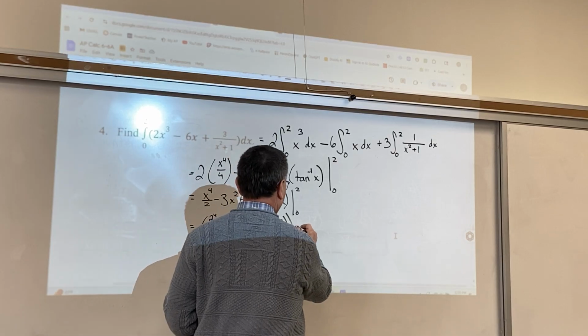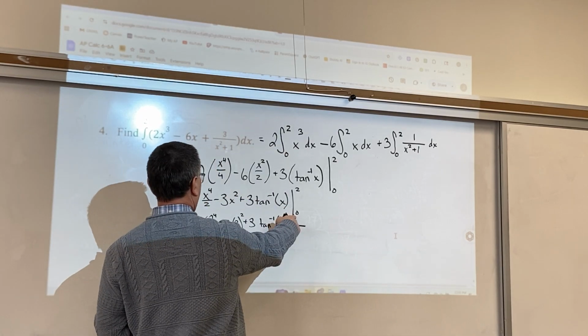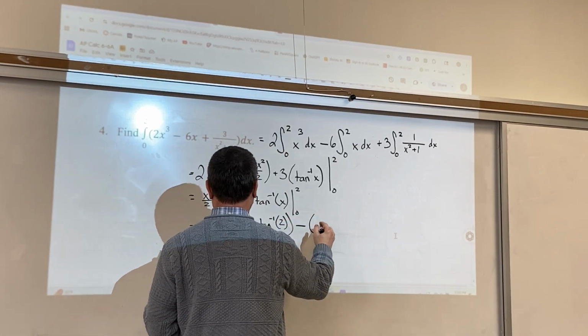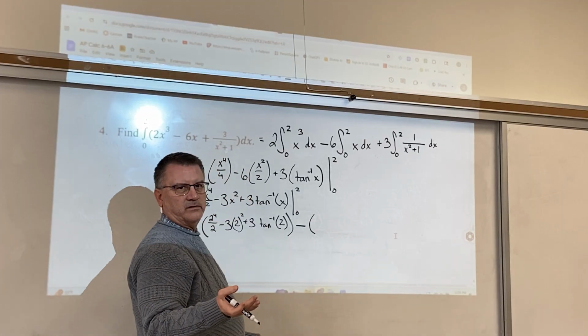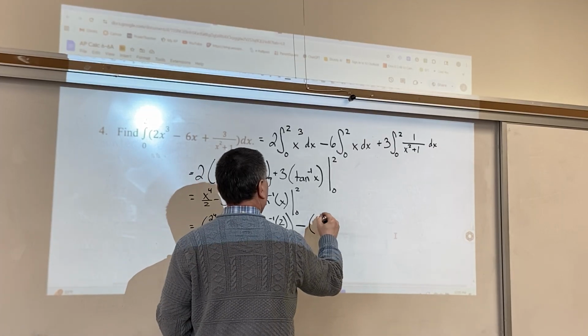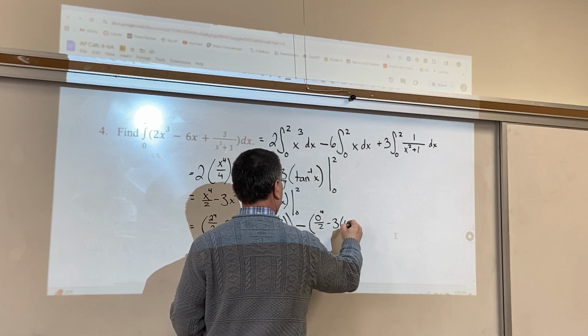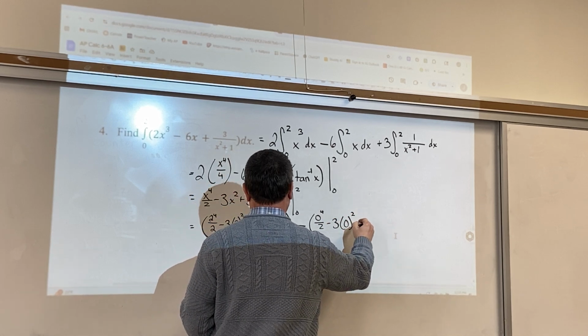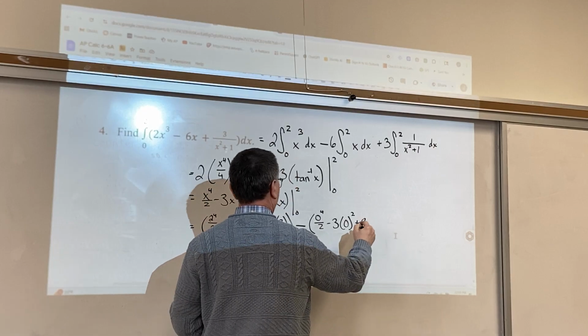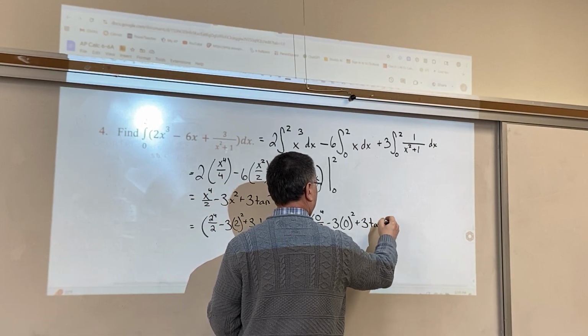And I am going to subtract plugging in the lower bound, which again is 0. You're gonna see that a lot if you have to do it by hand. 0 to the 4th over 2 minus 3, 0 squared, plus 3 inverse tangent of 0.